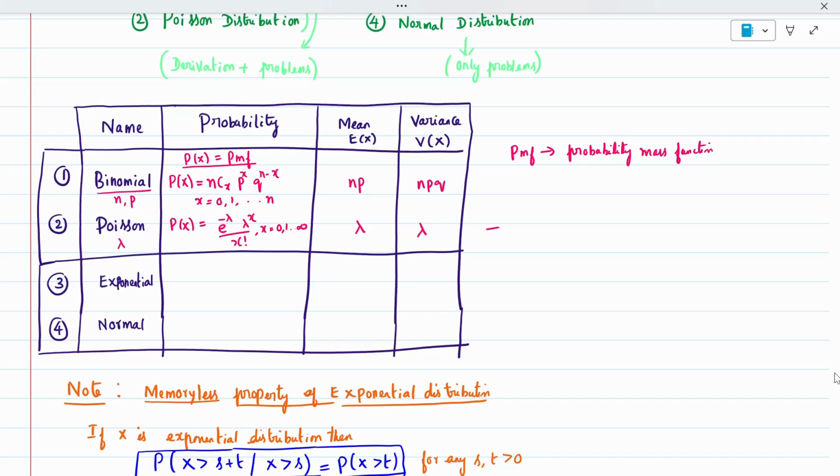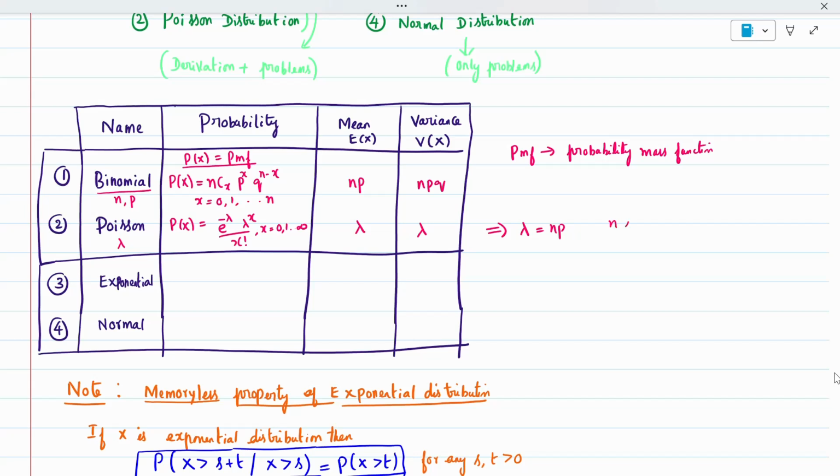So what is the connection between them? It's nothing but lambda equal to np. When n and p are given, convert it into lambda, then I can do a Poisson distribution. So when n and p are given and I have a confusion whether to do binomial or Poisson, we can do both. It's your option, you decide.